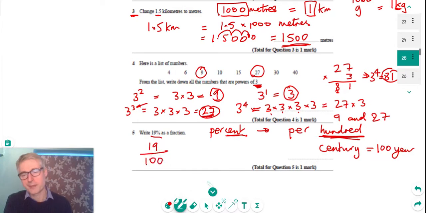100. And often we might get asked to cancel this down into a simpler fraction, but in fact, in this case, there's no number that will go into both 19 and 100, which we'd have to find if we were simplifying this. So that is our answer, 19 over 100.